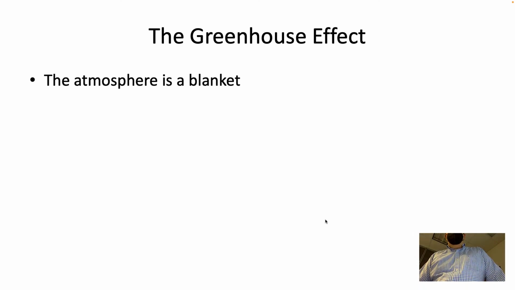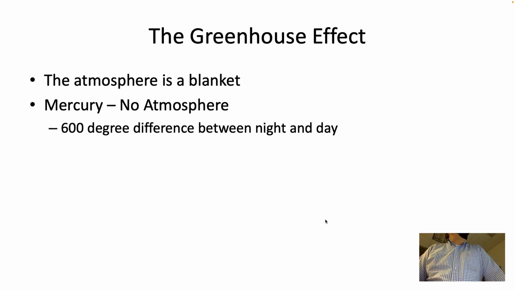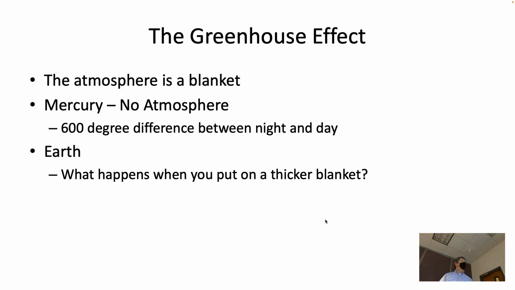All right? So again, you think of the atmosphere as a blanket. That layer of greenhouse gases is our blanket. And Mercury, without that blanket, has that 600 degrees Celsius difference between night and day. The Earth has a 10 degrees Celsius difference between night and day. But as we add carbon dioxide to the atmosphere, we are creating a thicker blanket. Right?